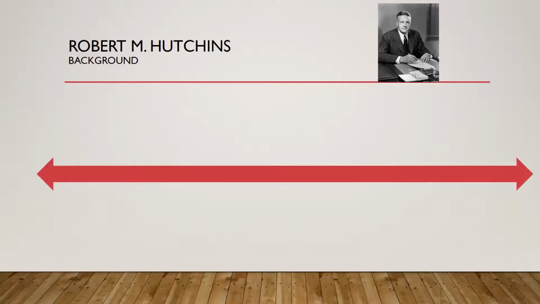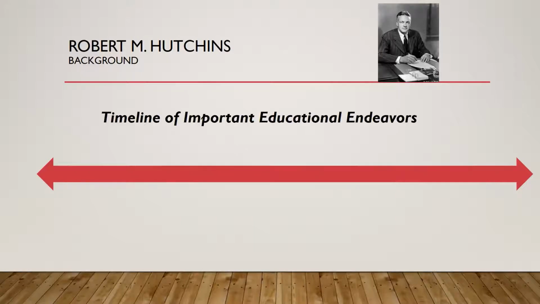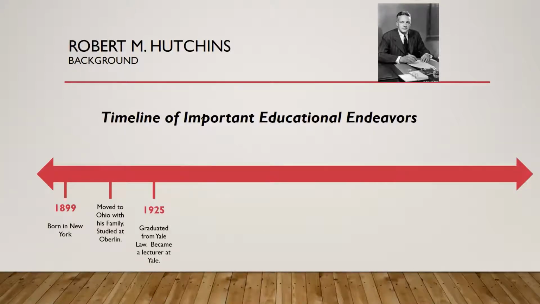As mentioned earlier, the educational theorist responsible for shaping many facets of perennialism is Robert Hutchins. So here's a timeline of some of Robert Hutchins' important educational endeavors. In 1899, Robert Hutchins was born in New York, and when he was 8 years old, he moved to Ohio with his family, where he studied at Oberlin, where his father taught. In 1925, he graduated from Yale Law, and in the same year, he also became a lecturer at Yale Law.